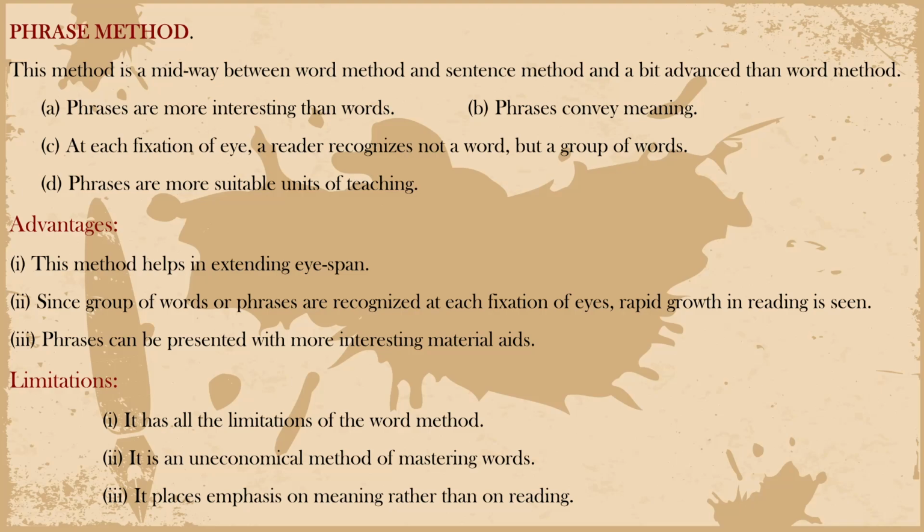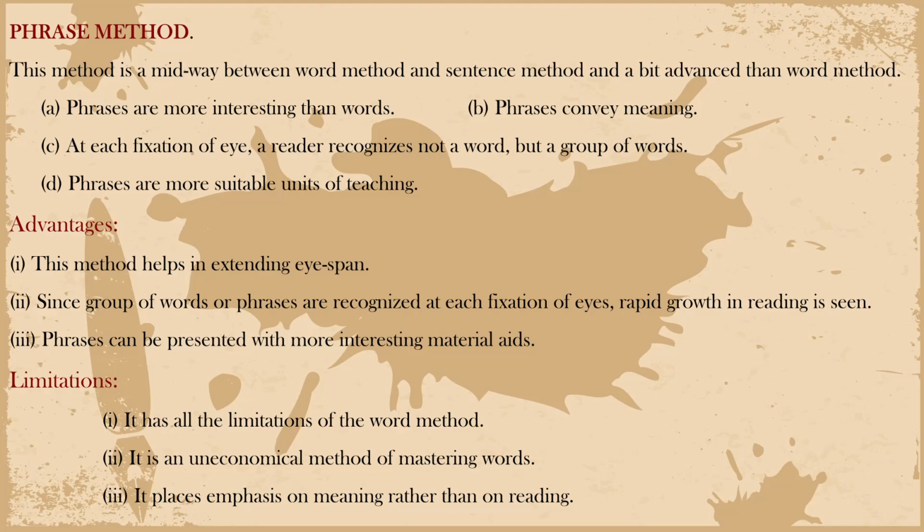Next, phrase method. It is midway between the word method and sentence method, and it is a bit more advanced than the word method. Phrases are more interesting than words. Phrases convey meaning, and at each fixation of the eye, a reader recognizes not a word but a group of words. Phrases are the most suitable units of teaching. The advantages we see here are that it helps in extending the eye span, and these words or phrases are recognized at each fixation of the eyes, and therefore we have rapid growth in reading, which is very obvious.